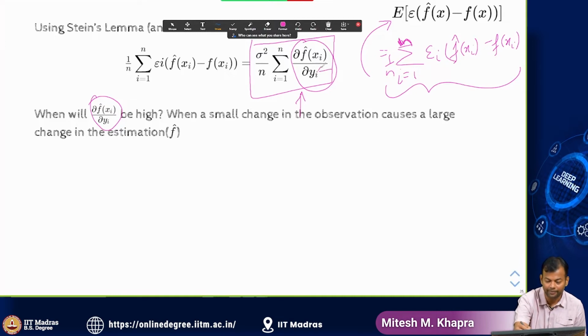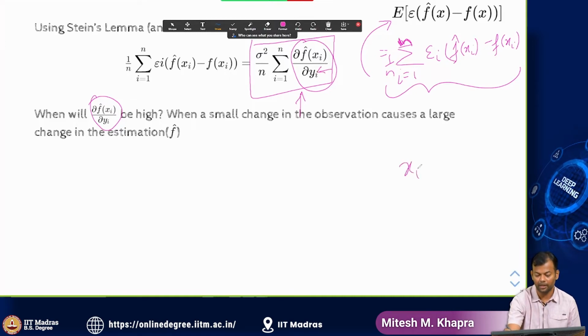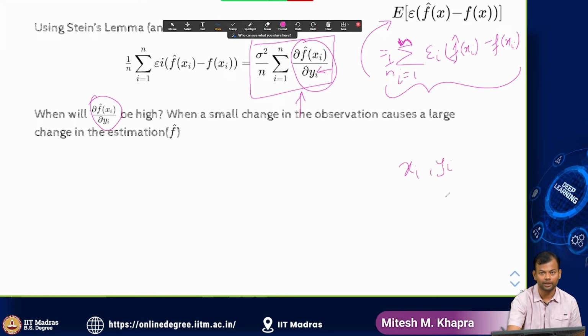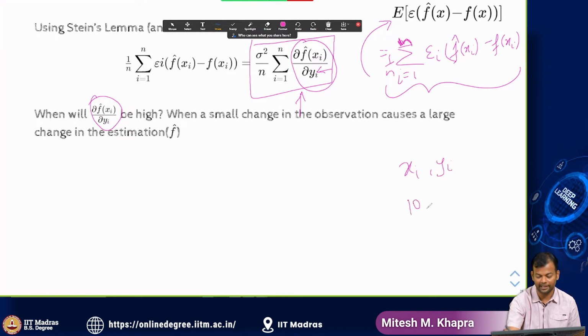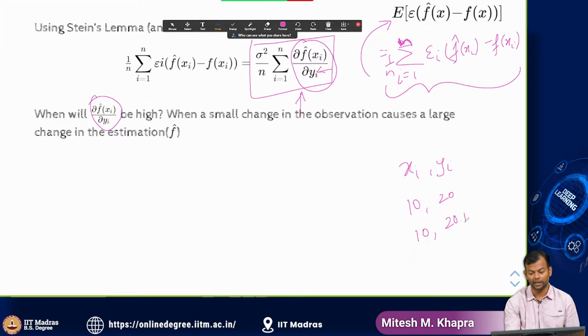So you are given these x i, y i pairs. Suppose you are given x i as 10 and y i as 20, and instead of that, now x i was 10 and y i was 20.1. This is a small change. What this says is that if there is a small change in y i, there is a large change in the estimated value. Your training data has changed slightly, and ideally you would expect that whatever f hat x you got, that means whatever parameters you estimated, shouldn't change much because there is a very small change in the data.